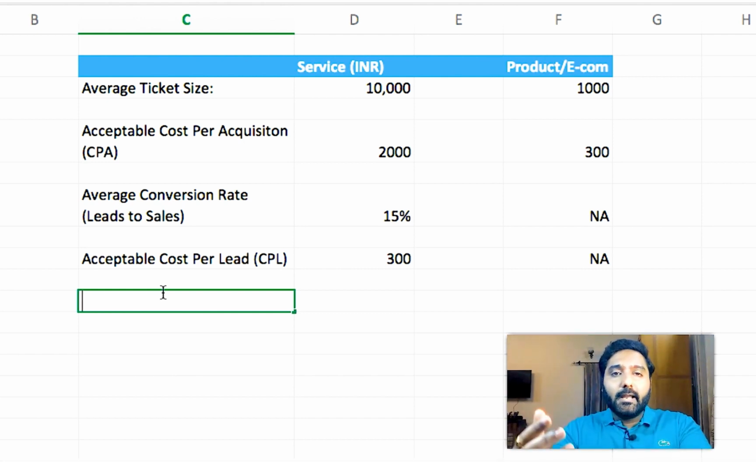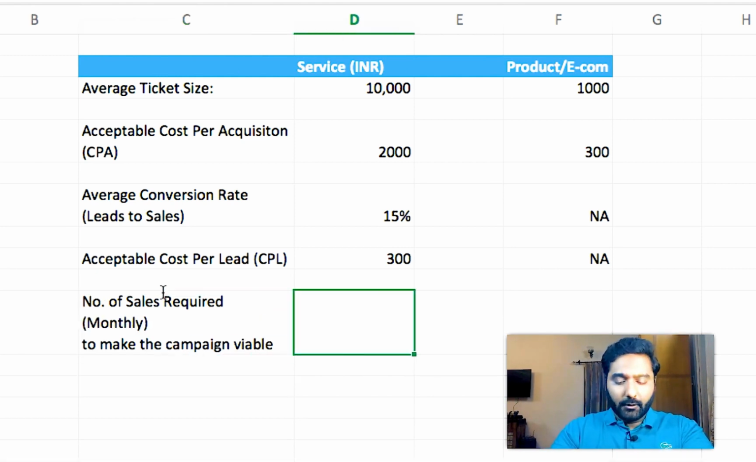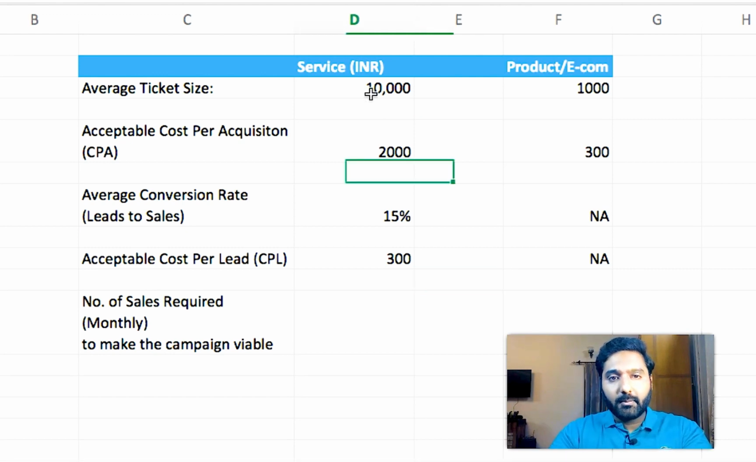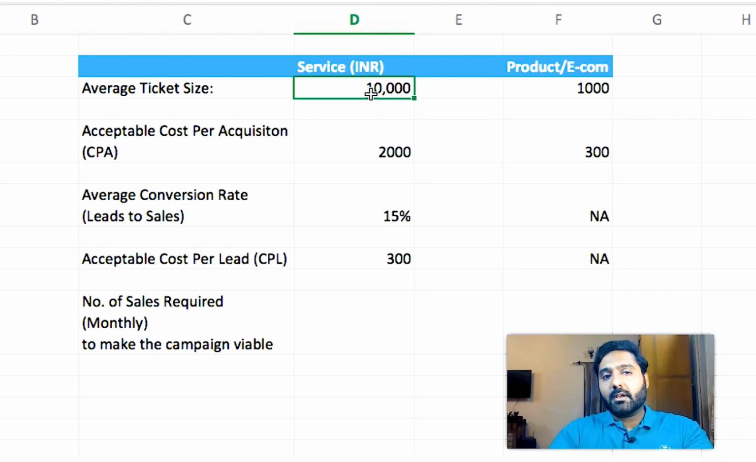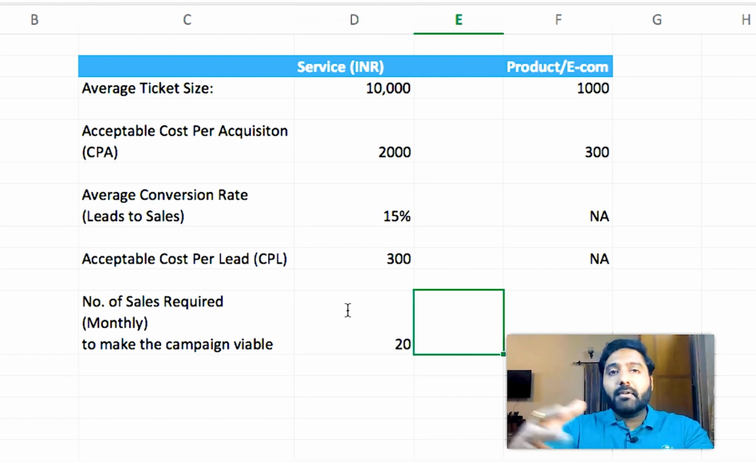So you need to define the number of sales required monthly to make the campaign viable. Let's say for this business, the service business, where an average ticket size is 10,000 rupees, we have a bare minimum requirement of bringing in 20 customers. And this will vary from business to business.